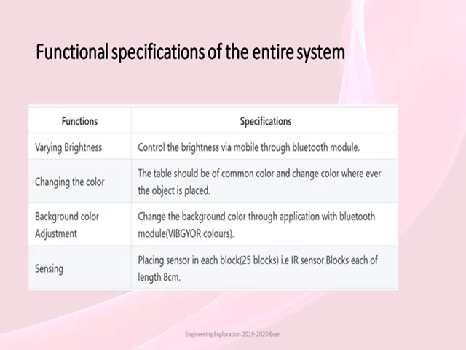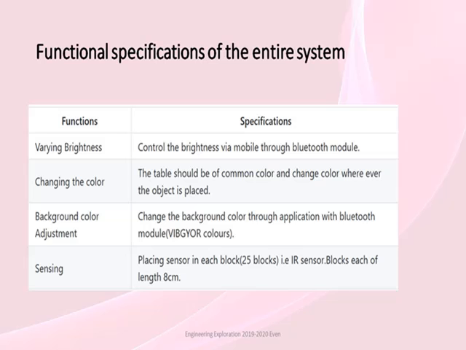So next, coming to the functional specification of the entire system. First one, varying brightness. Its specification is to control the brightness via mobile through Bluetooth module. Second one is changing the color. Its specification is the table should be of a common color and change color wherever the object is placed. Third one is background color adjustment, and its specification is to change the background color through an application with Bluetooth module.